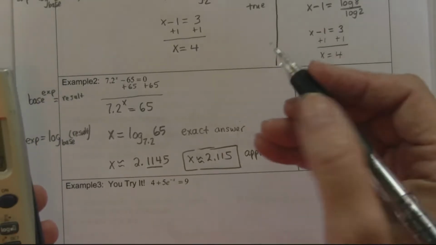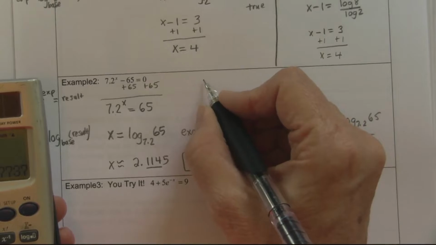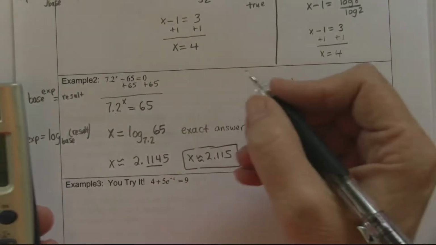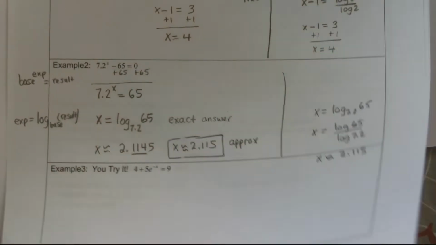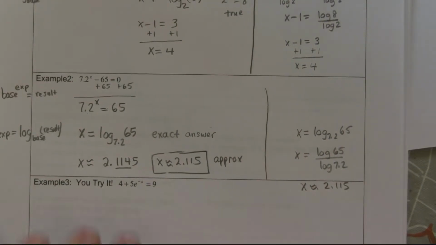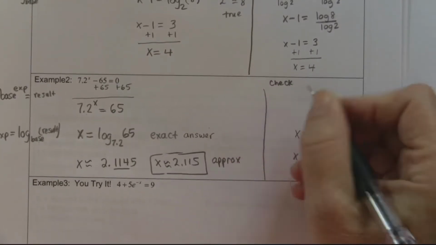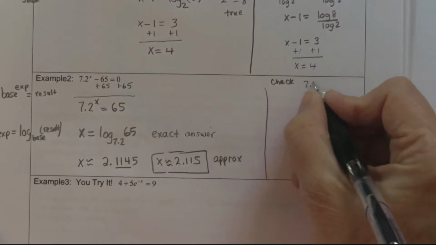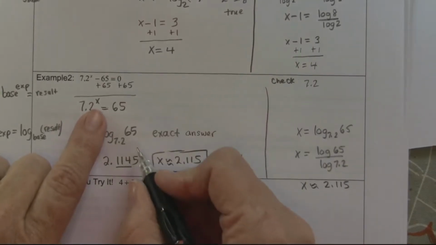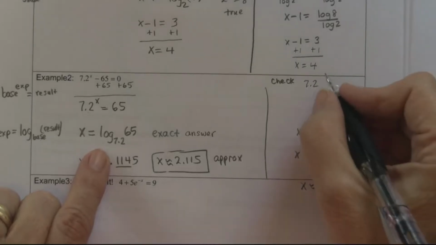It's a good idea to check your answer. And so I'm going to check my answer. So I'm going to put right in here. I wish I would have another piece of paper to check on because I wrote this over here. I don't know. I can check right up here. Check. So 7.2 raised to, well, I would like to use the exact value. I'll show you what happens if I use the approximate value.